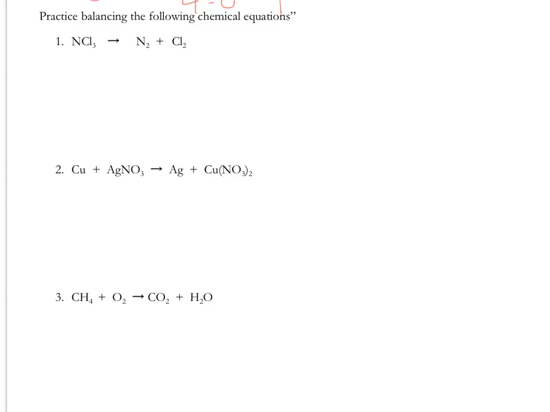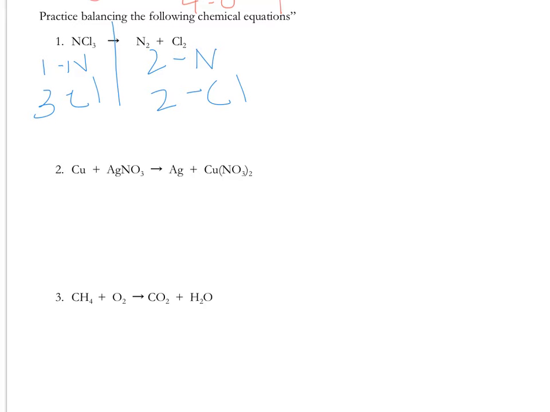If we take a look at this first example, NCl3 yields N2 plus Cl2. When all is said and done, we want to make sure that the left-hand side of this equation and the right-hand side are equal. To start, we can look at the numbers and types of atoms on each side. On the left-hand side, as written, I have 1 nitrogen and 3 chlorines. On the right-hand side, I have 2 nitrogens and 2 chlorines. By looking at this, I can see that my equation is not balanced. The number of nitrogens and chlorines on either side is not the same.